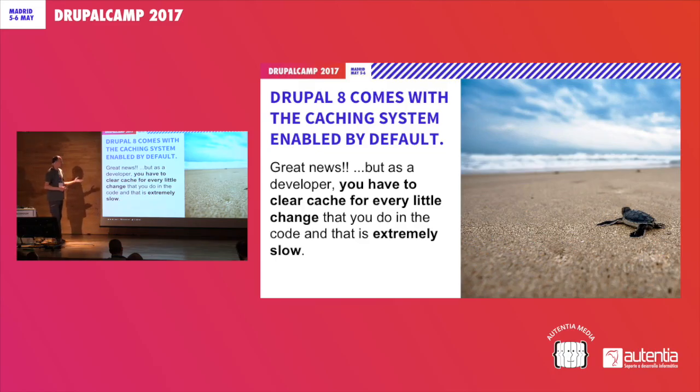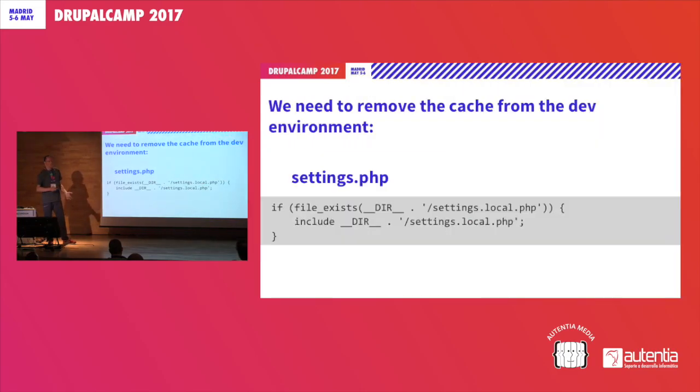So every little thing that I want to change in the code, I'm going to have to clear the cache, and that is going to be extremely slow if I want to develop something. So I'm going to do something to remove that cache locally. So we have in the settings.php some lines that are commented out, and I have to uncomment those lines. This is going to include the settings.local.php.